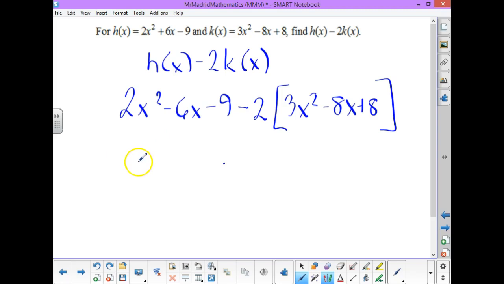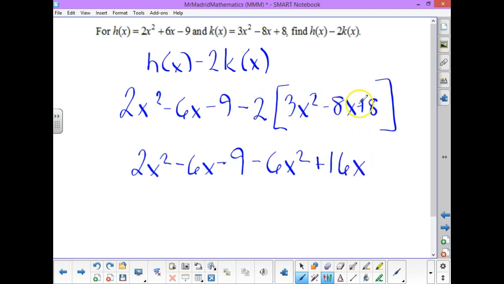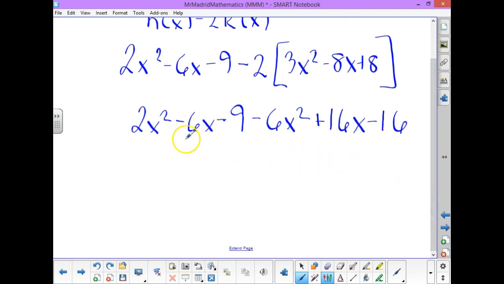Alright, and I'm going to go ahead and distribute this for a little bit. Okay, 2x squared minus 6x minus 9, because I want to see what he does to everybody. Alright, so I got a minus 6x squared. This minus with this minus gives me a plus 16x. And this minus with this plus gives me a minus 16. Now all I really got is a whole bunch of terms that I've got to combine. Now that we have all these terms, let's organize them.